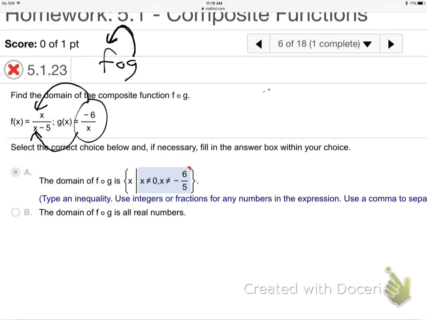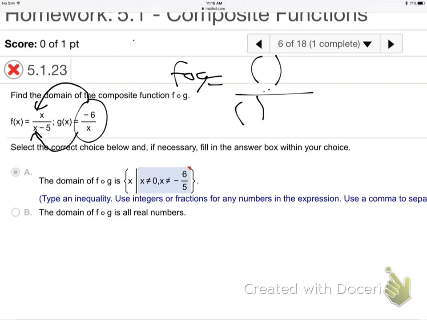Right? So f of g will become something over something minus 5. Let me give a little more room here. So f of g is something over something minus 5. And what is that something? It is going to be g, which is minus 6 over x. Does that make sense? Now we have to clean that up, but that's the first step. I just stuck g into f, right? I took g and put it into the x slots of f.